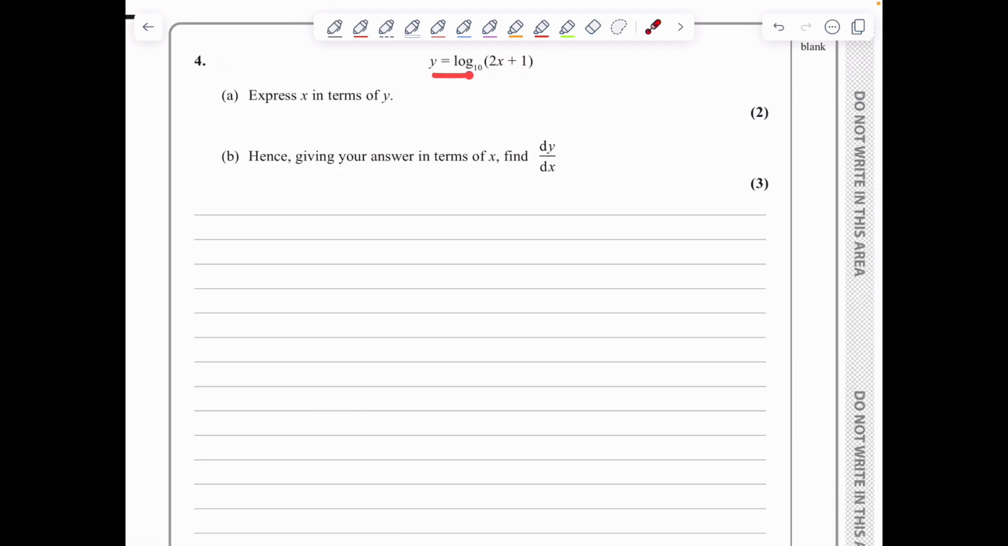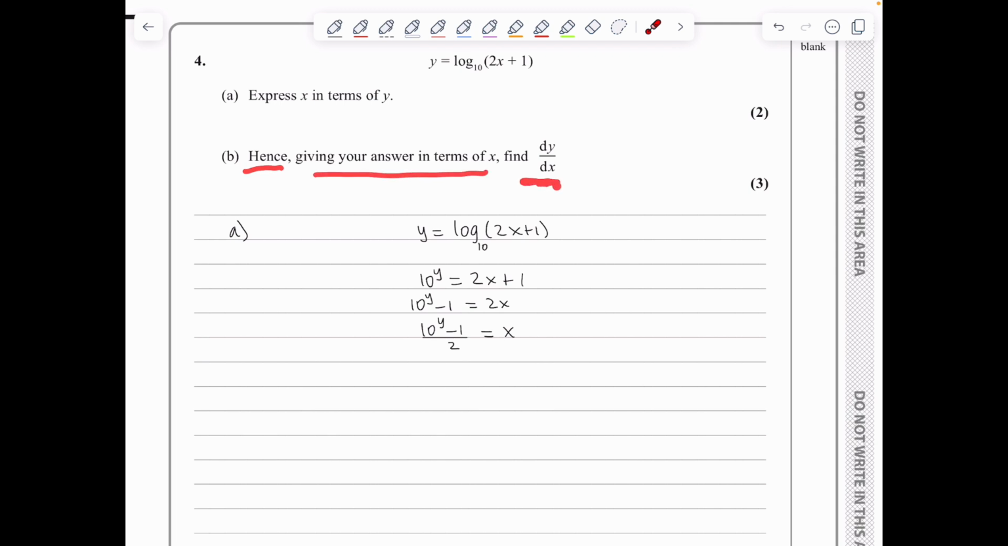In question 4, we've got y being defined to be log₁₀(2x + 1), and we need to express x in terms of y. So starting with the expression we were given, we can simply undo the logarithm by doing 10^y is equal to 2x + 1, leading to 10^y − 1 is 2x, and therefore (10^y − 1)/2 is equal to x. In part b, it says, hence, giving your answer in terms of x, find dy/dx.